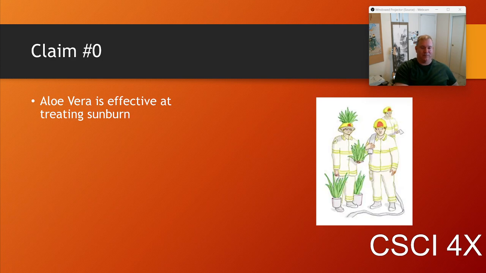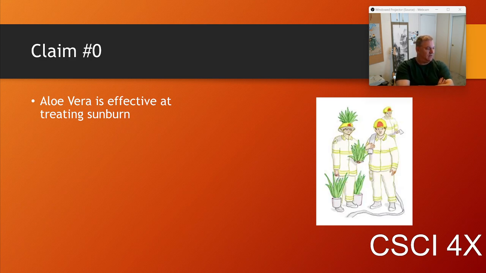Help heal or symptoms? So let's say that it actually will reduce the inflammation of the sunburn itself, right? So you've got the red skin. You put aloe vera on, it makes the sunburn go away or reduce the severity of the sunburn, something like that. So, aloe vera helps soothe burnt skin.